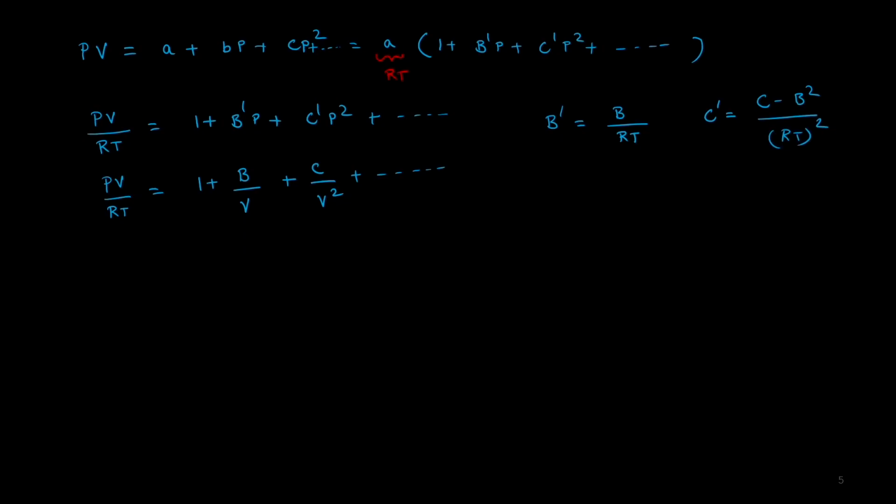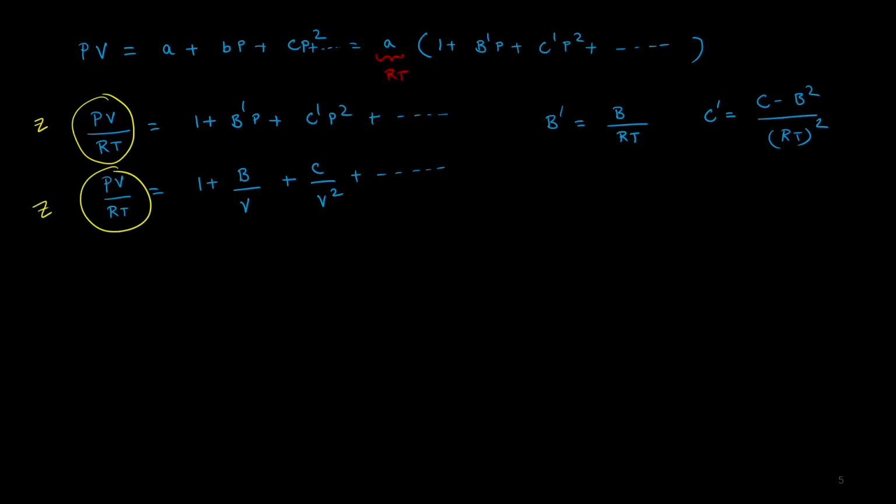Those equations can be derived, but the main idea is that I'm expressing this PV term as a power series in P, or in other words, I'm expressing this quantity PV over RT as 1 plus B prime P plus C prime P squared, etc. And recall that PV over RT is what we called the compressibility factor. For an ideal gas, it will simply be 1. If the gas is non-ideal, then we'll have the additional terms in these power series.